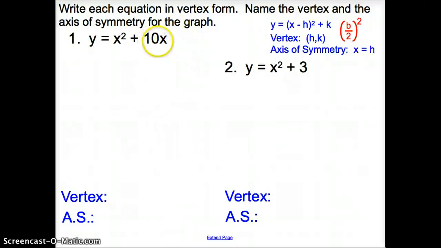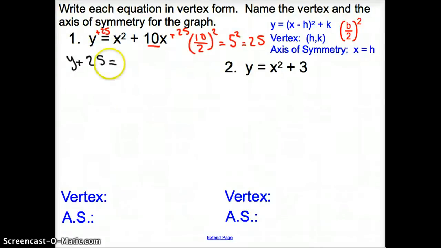Now we can go ahead and add (b divided by 2) squared to both sides. Well, what's my b? My b is 10 here. So I'm going to take 10 divided by 2, and I'm going to square it. Well, that's going to be 5 squared, which gives me 25. So I'm going to add 25 to this side, and remember, what you do to one side, you have to do to the other. That's a very important key. So I'm going to add 25 to the other side. So here we go. We have y plus 25 equals x squared plus 10x plus 25.